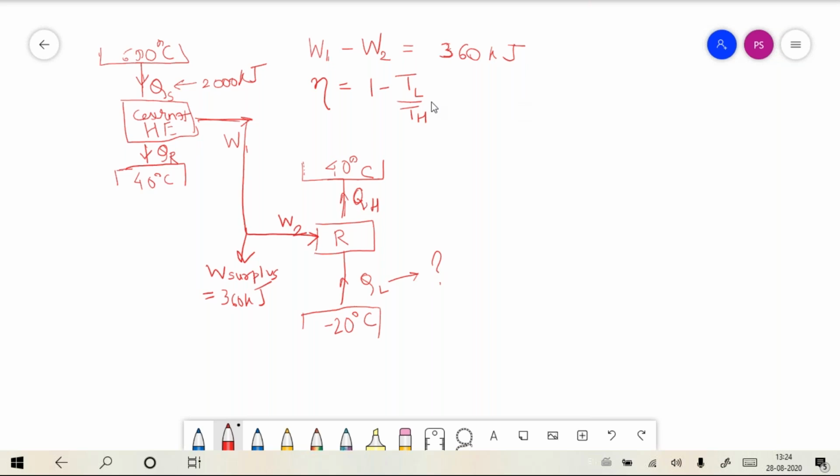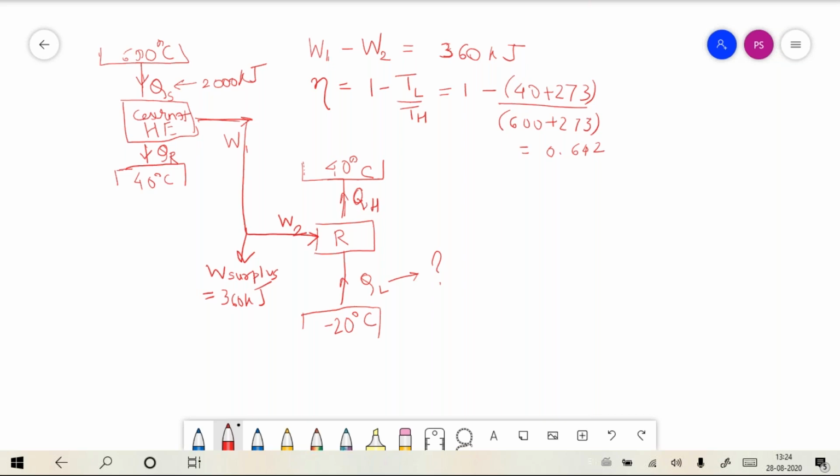See, the efficiency would be like this. Tanaya is right. 1 minus TL over TH. TL is how much? 40 plus 273. And TH is how much? 600 plus 273. So that gives you the efficiency, which is 64%. Vedant is wrong.